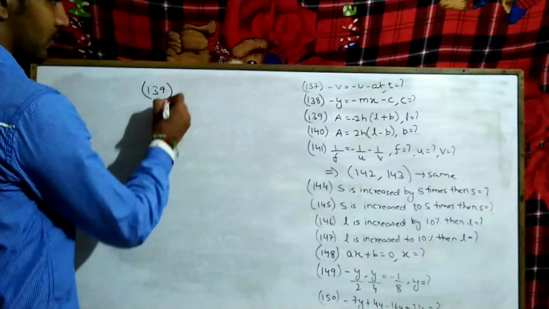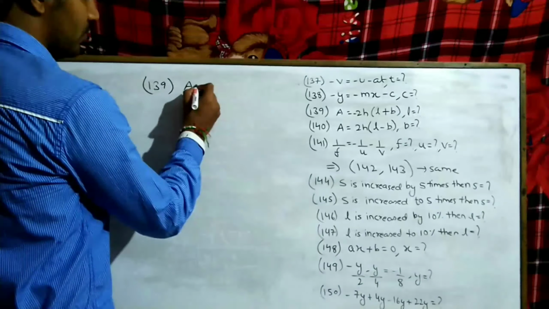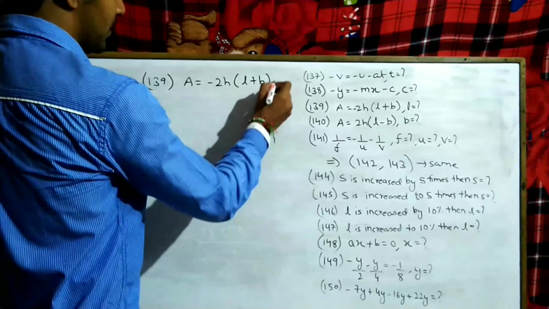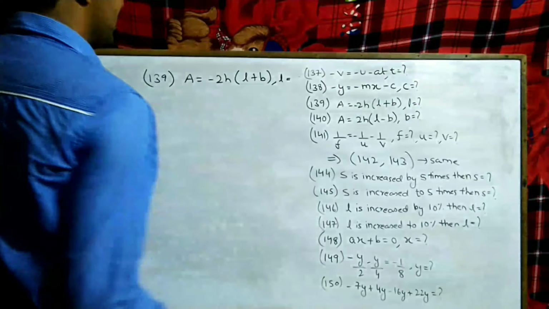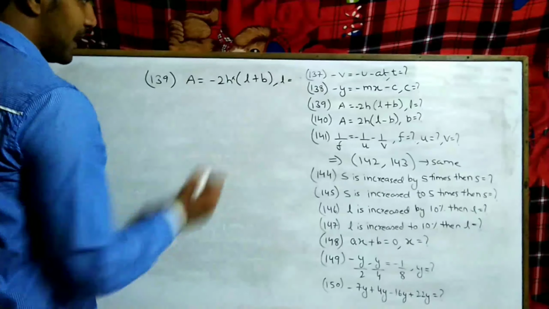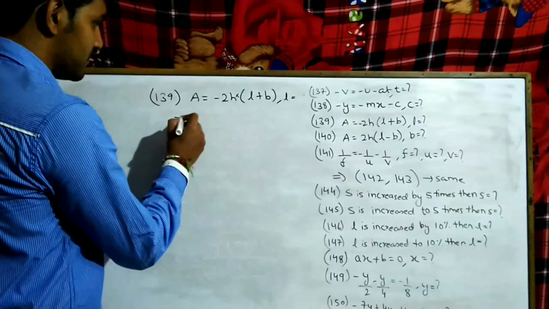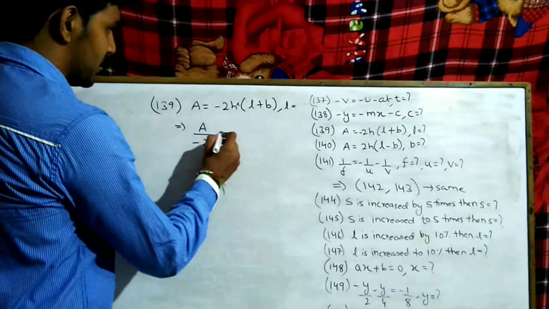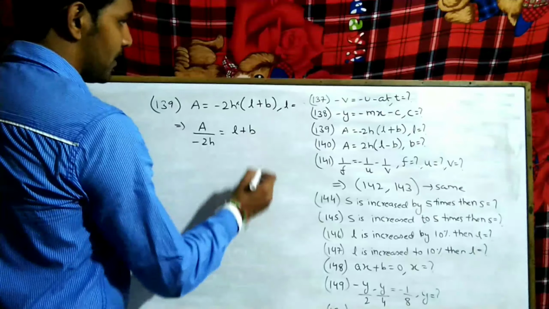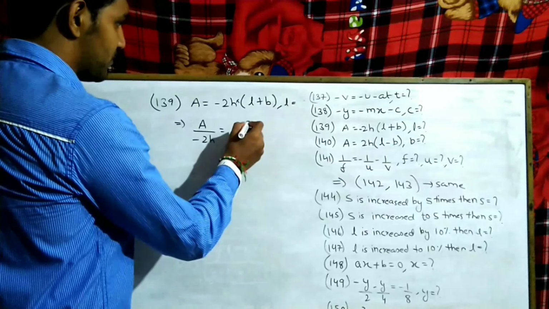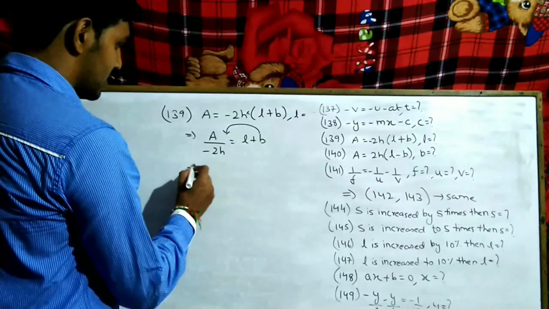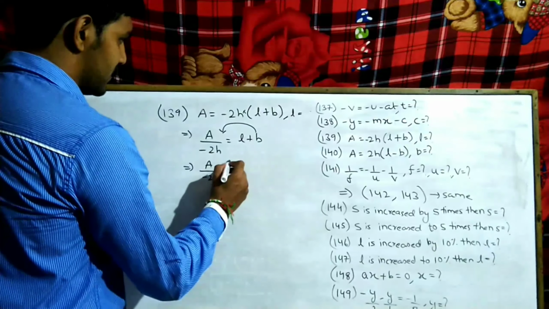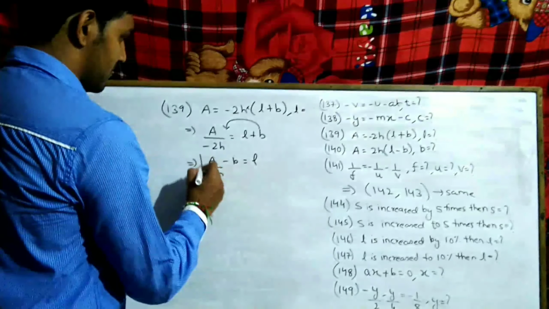139. A is equal to minus 2h L plus B. We have to find the L value. Say here multiply is there. So this multiply going that side becomes division. So A by 2h is equal to L plus B. What do we have to find? L value. So this plus B will come that side and become minus. So A by minus 2h minus B. So this is the answer.